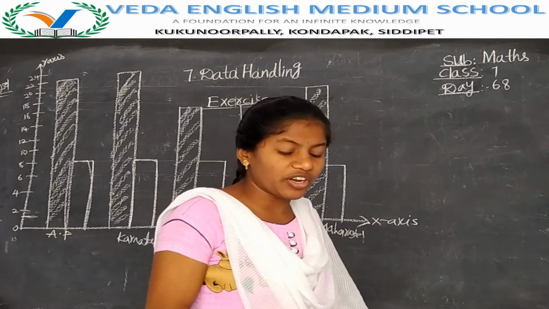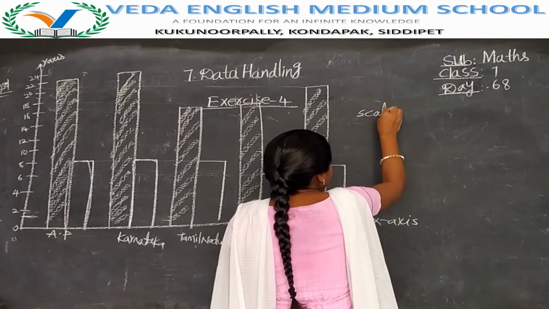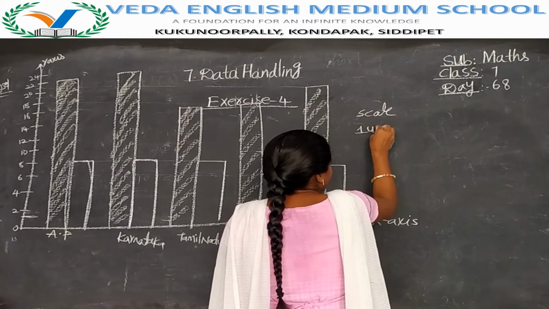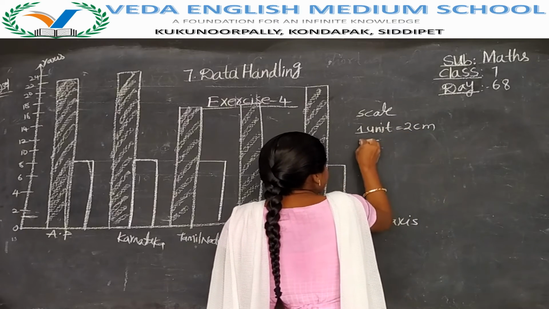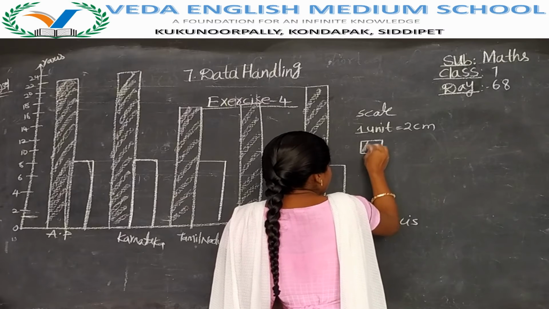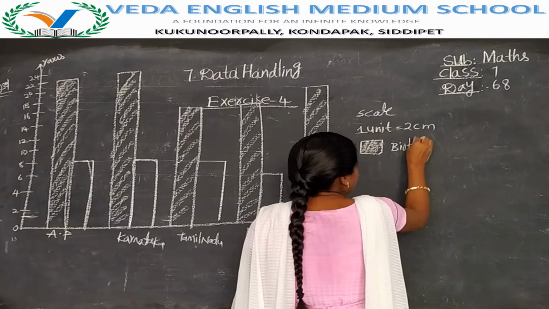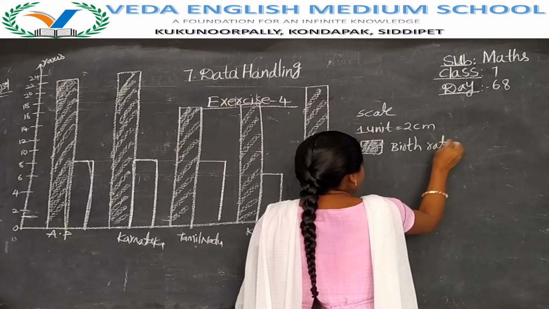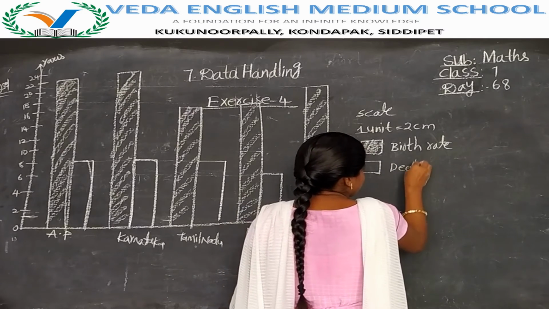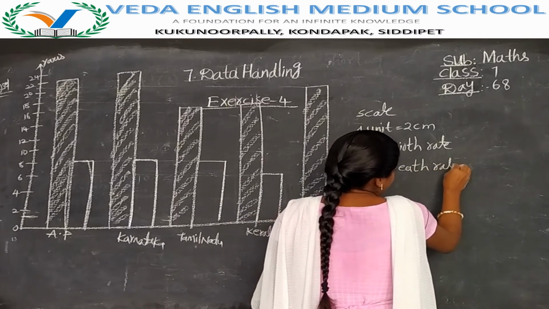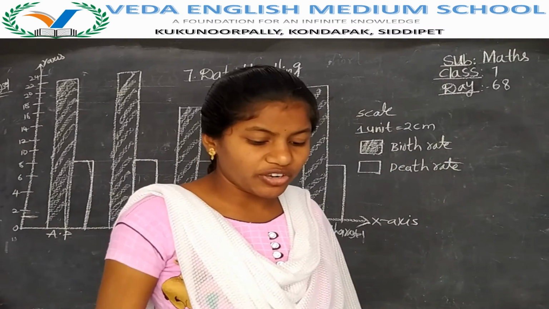Then on the right side corner you have to write the scale. How much do you have to write? Scale: 1 unit is equal to 2 centimeters, as we have taken. Then take a square box, shaded, which represents birth rate. You should write that, birth rate. Then the unshaded box represents death rate. Third solution is completed. You have to draw like this. Orissa I have not drawn, you have to draw.